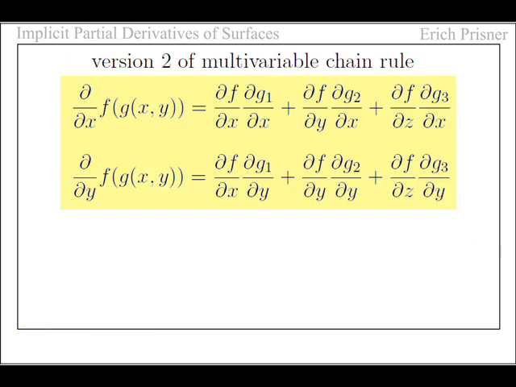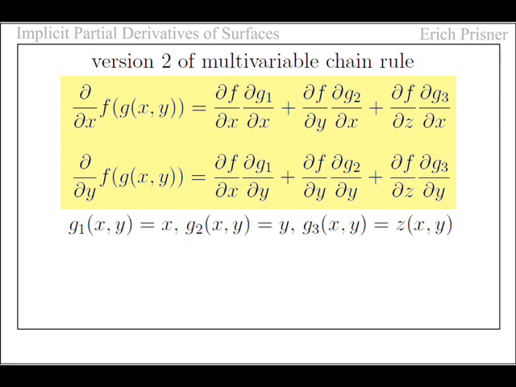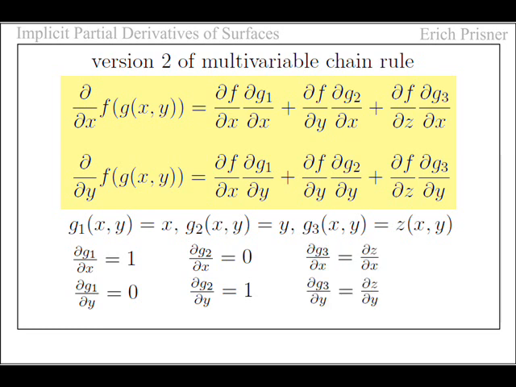By multivariable chain rule, version 2 actually, we know that these formulas are true. But since the three components of g are g1 of x, y equals x, g2 of x, y equals y, and g3 of x, y equals c of x, y, we have the partial of g1 with respect to x is 1, the partial of g1 with respect to y is 0. The partials of g2 with respect to x and y are 0, respectively 1. And the partials of g3 with respect to x and y are the same as the partials of c with respect to x and y.